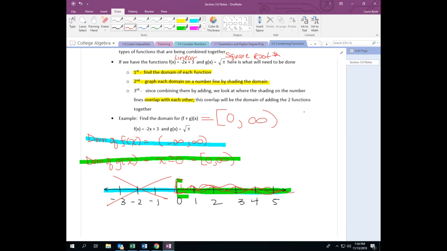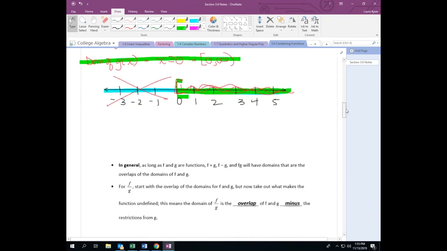Important side note, if one of your two functions has all real numbers and the other one has an issue, then the domain is going to be whatever the other one was. All real numbers takes up the entire number line. There's no restriction. So if you have to restrict it for the second function, that's the one you're going to base your domain off of. But this is how you can take a look at it without actually having to find the sum or difference or whatever the case is.